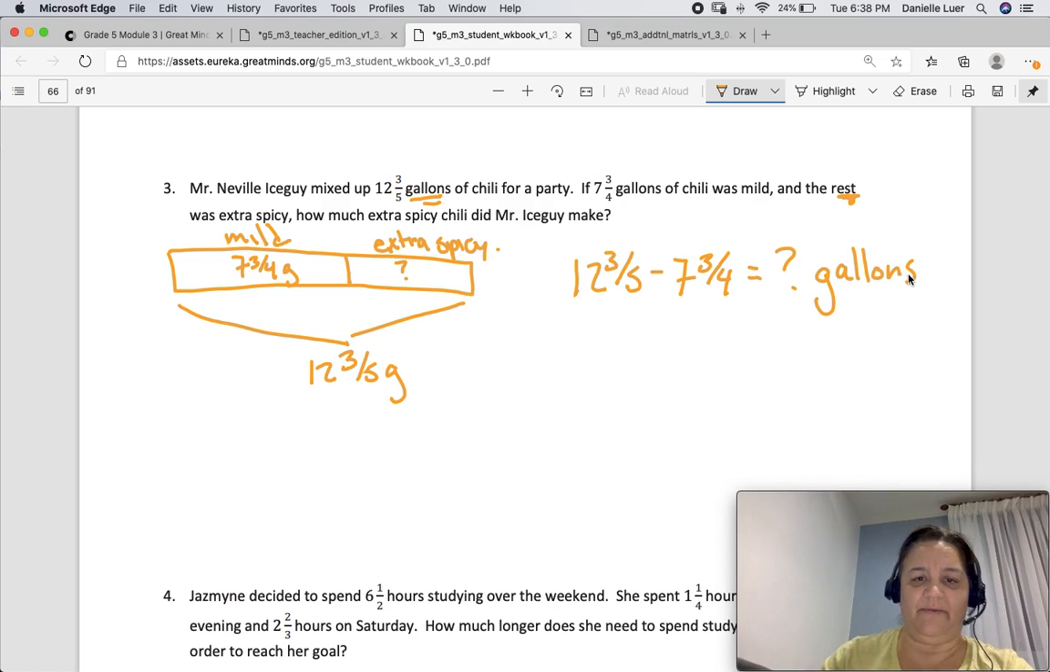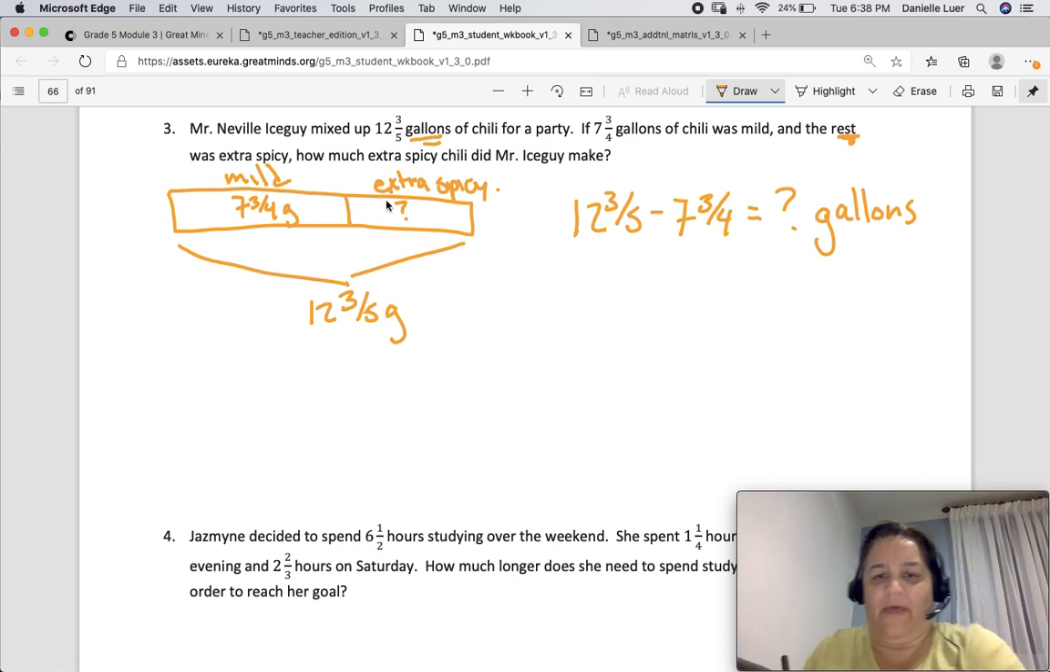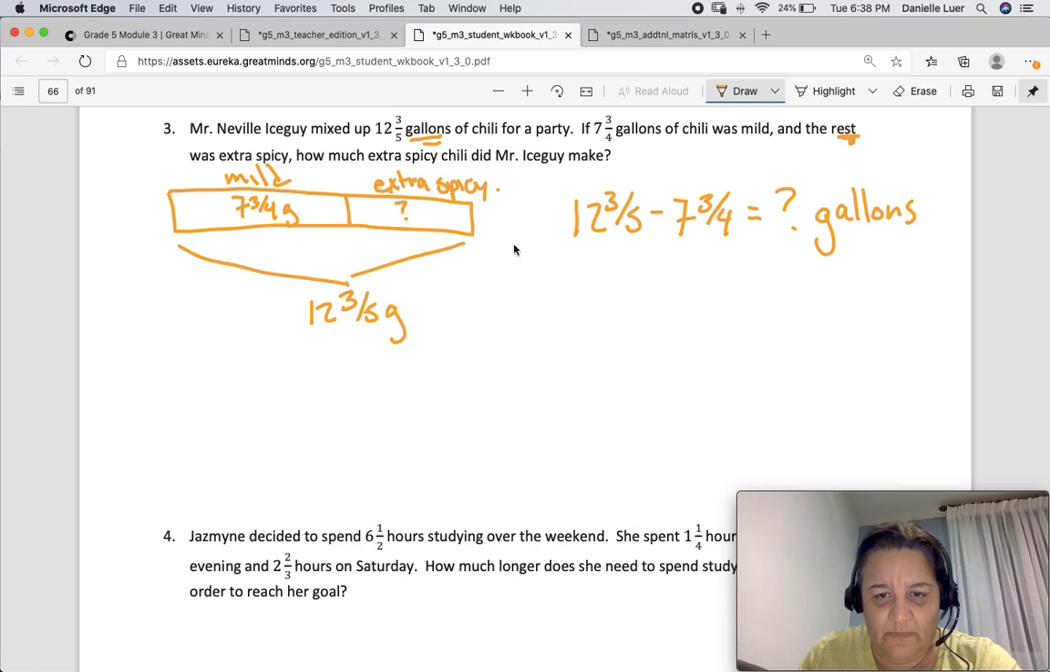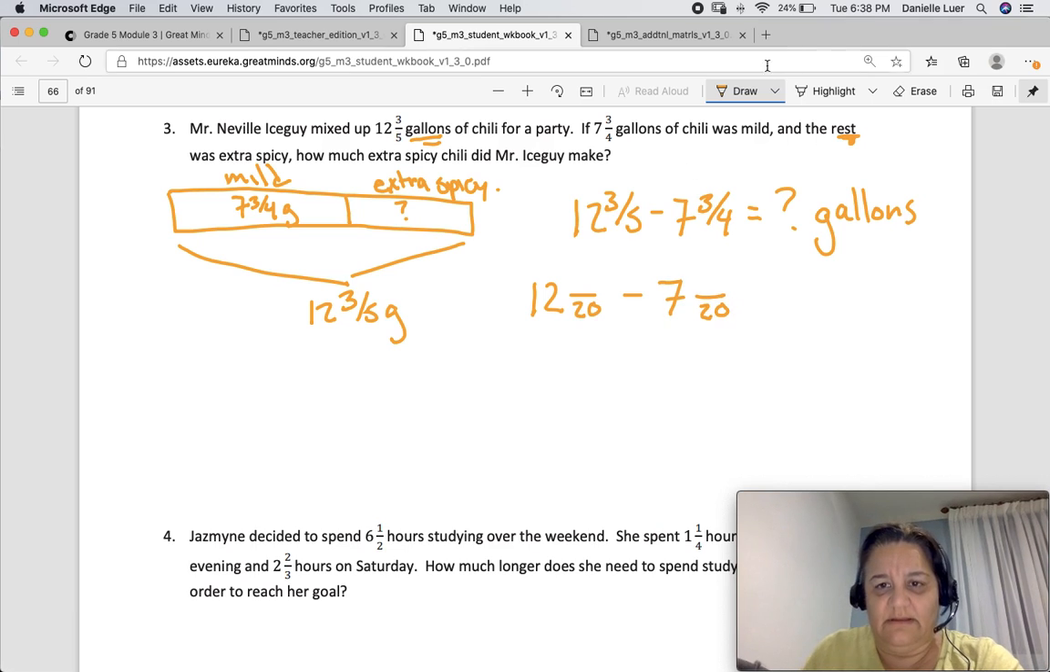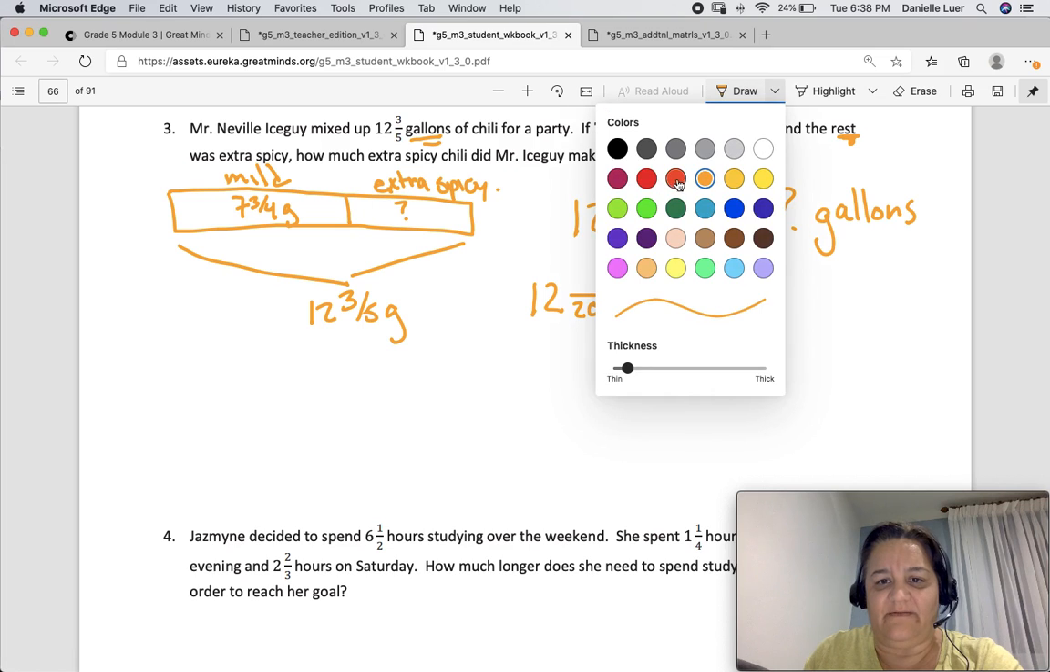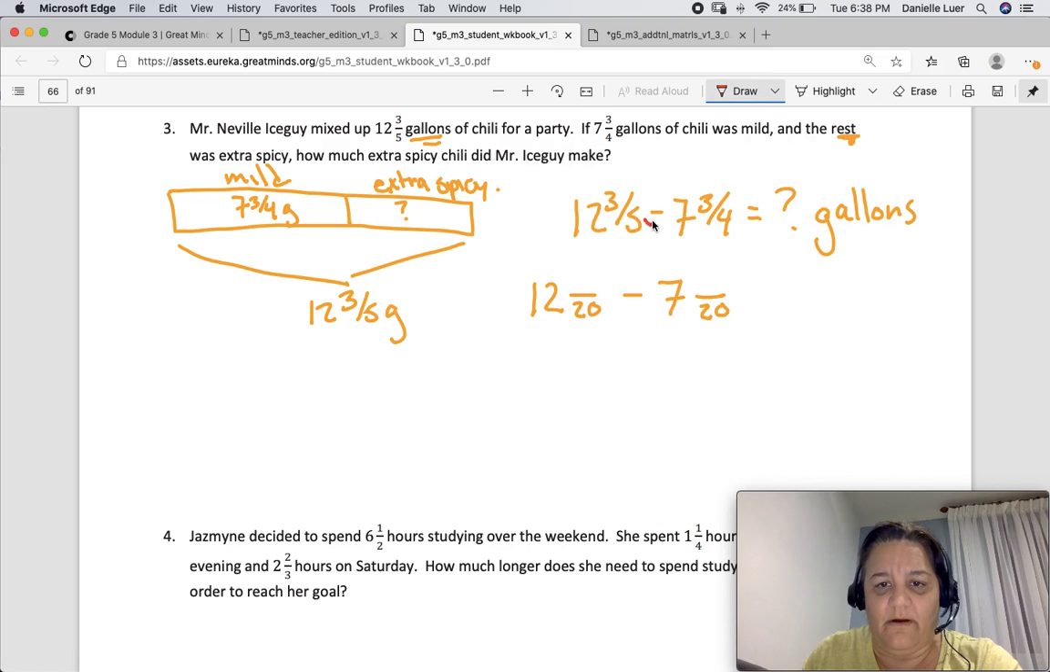We already know our label. Okay, so that 5 and that 4 there, we already know that's going to be 20. 7 over 20. This is going to have to be multiplied by 4, and that by 4, and then this is going to be multiplied by 5, and that by 5.